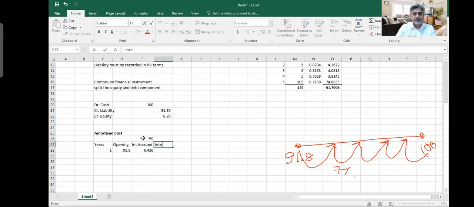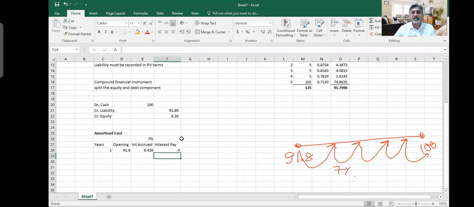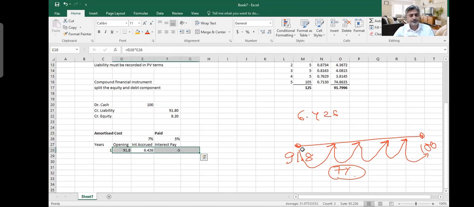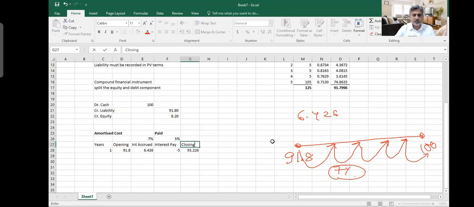And then you have interest payment. But you also pay the interest every year. How much are you paying in interest every year? 5 million. So at the beginning of the year, you have 91.8. You calculate the interest through this process, 7%, and that is 6.426. 6.426 is your interest accrued, which you should pay, but you pay only 5. This is 7%, and this is 5%. This is what I actually paid to the investors. And then you make a total, and this is your closing liability.